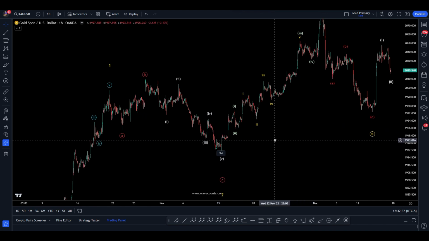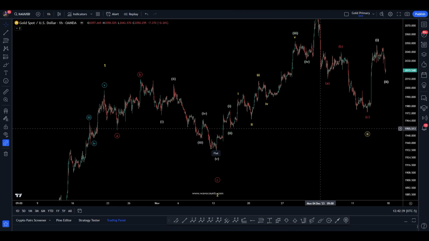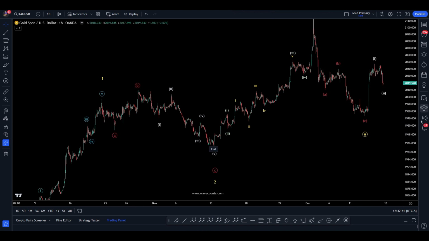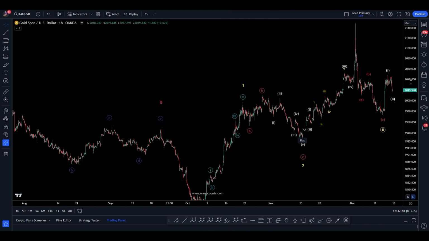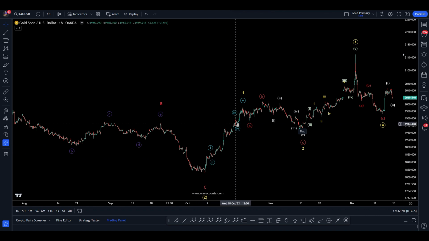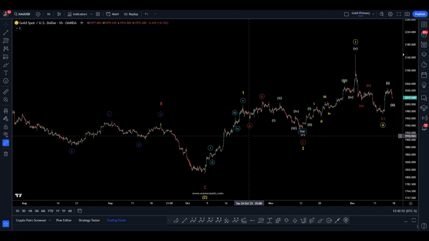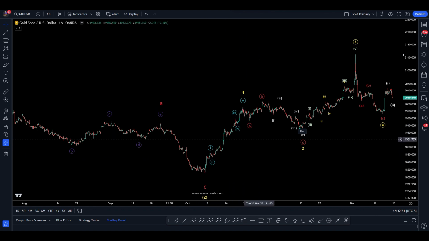So therefore it's labeled like that. Now I'll get into the alternate count in a moment, where from the larger time frame this does look like a zigzag, but it cannot be a zigzag, okay? Unless this is also a zigzag. It's the only, and this one subdivides very nicely as an impulse, okay?